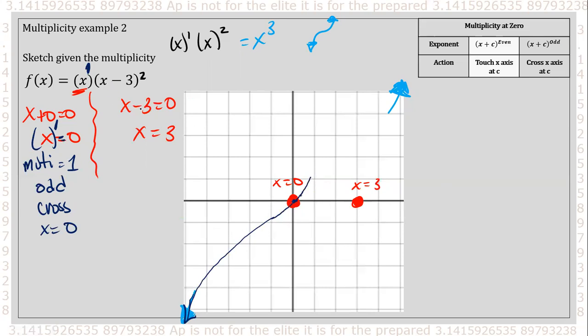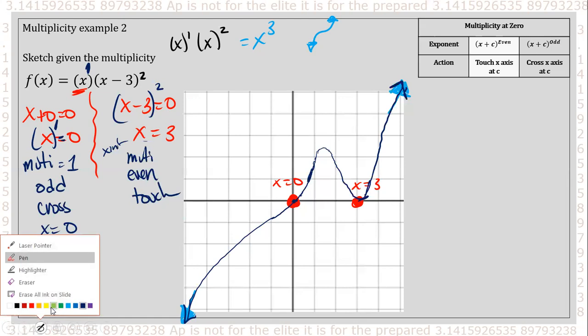Alrighty, so the next one says x minus 3, right, to the squared. So I'm gonna go ahead and find out what is my multiplicity. I found out my x-intercept is x equals 3. My exponent is a 2. So because I have an even exponent, my multiplicity is going to be even, so it's going to touch. So you're going to have to see that this graph is probably going to have to come back down. It's going to go ahead and touch and come back up to meet that requirement of the end behavior.